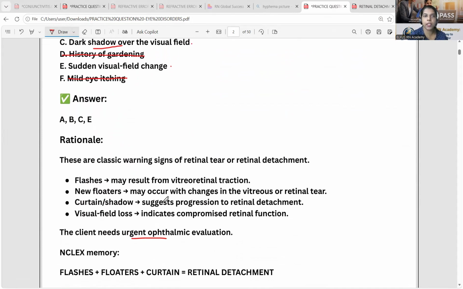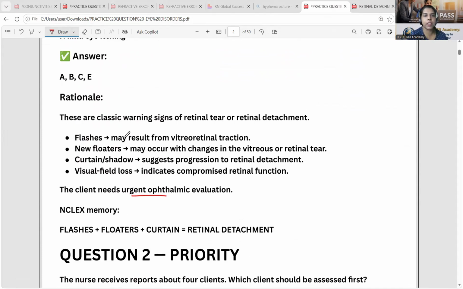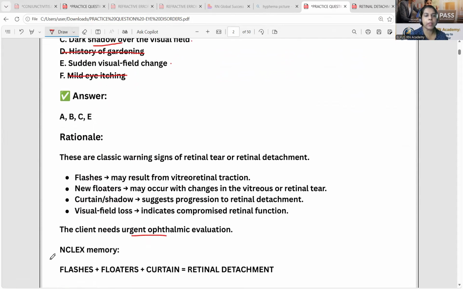That's the analysis of this option, and we can memorize it with the significant triad of symptoms for retinal detachment: sudden flashes of light, feeling of floaters, and the feeling of a dark shadow or curtain over the visual field, indicating retinal detachment. Actually, these are also present in glaucoma, but in glaucoma the client will complain of severe eye pain. In retinal detachment, there will not be eye pain. So you should be very clear in understanding the condition of the client.